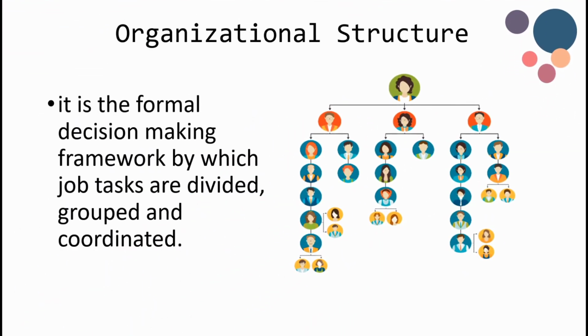And let's proceed to organizational structure. When we say organizational structure, it is the formal decision-making framework by which job tasks are divided, grouped, and coordinated. The organizational structure is a system that outlines how certain activities are directed in order to achieve the goals of an organization. The purpose of this organizational structure is to determine how information flows between the levels within the company.